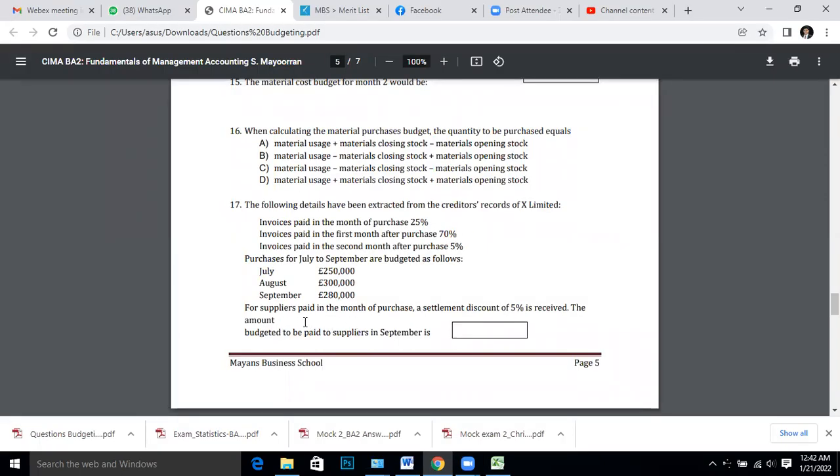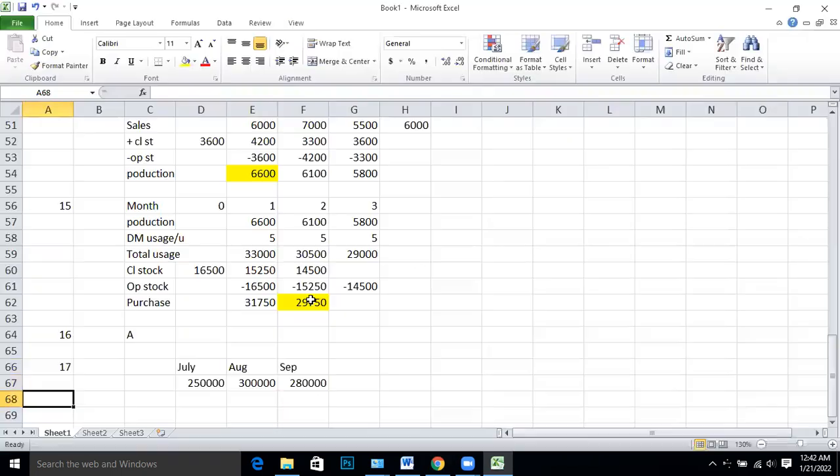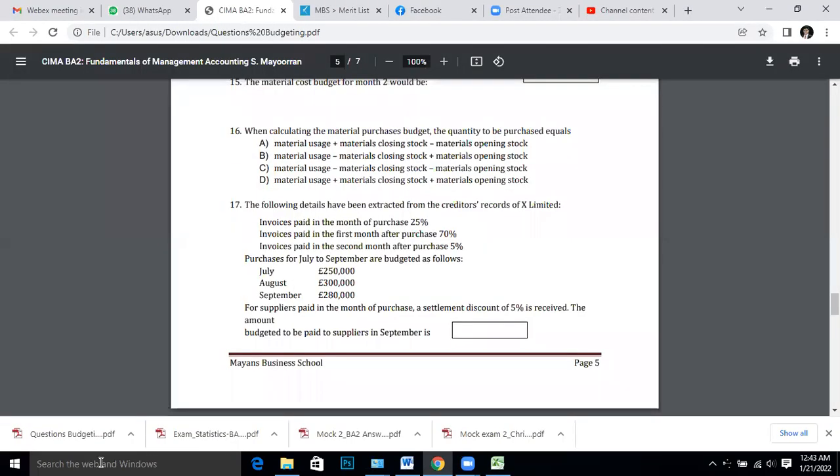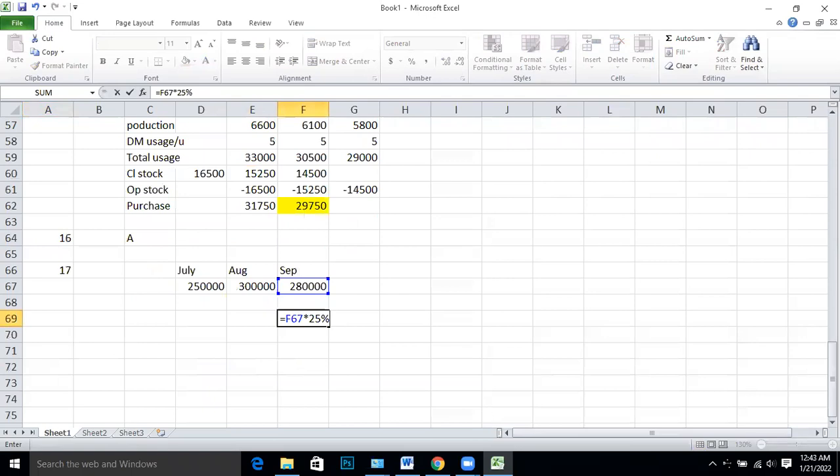Then they say 25% invoices paid in the month of purchase, 70% in the month after, 5% in the second month. September payment will be this into 25%, but there is a discount for the same month period, right? For suppliers paid in the month of purchase, a settlement discount of 5% is received. So again, you multiply by 95% to subtract that 5% settlement discount. Then this into previous month sale into 70% plus the month before that into 5%.